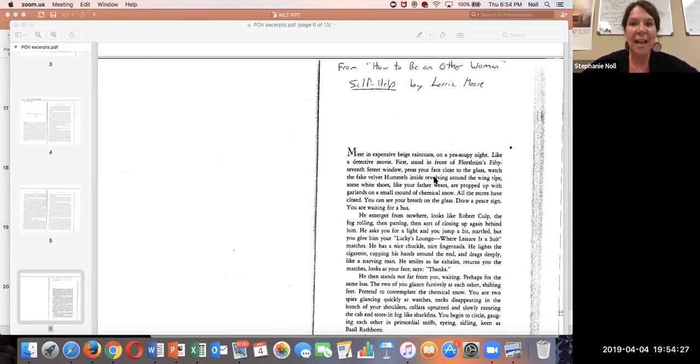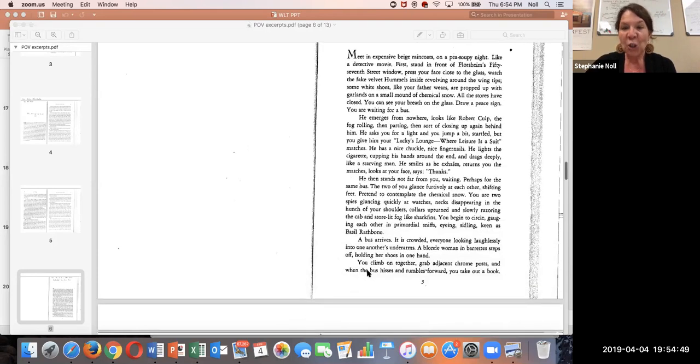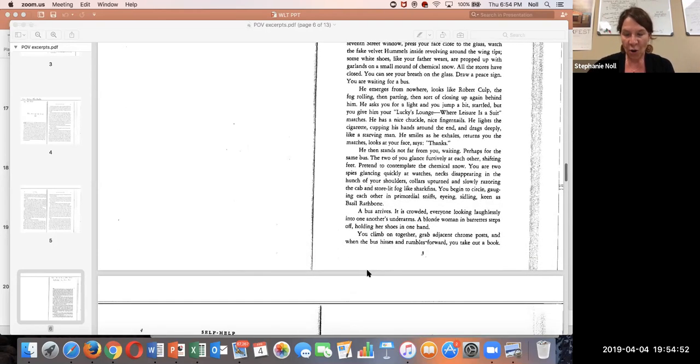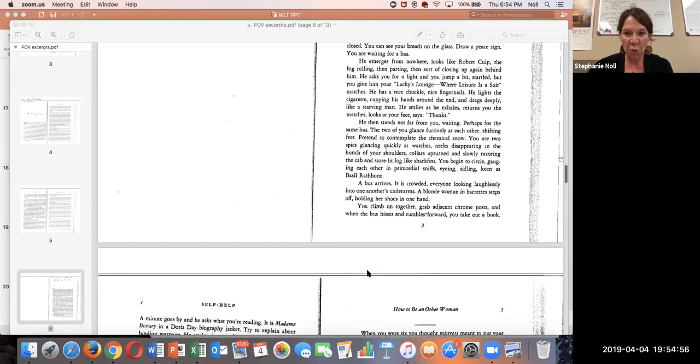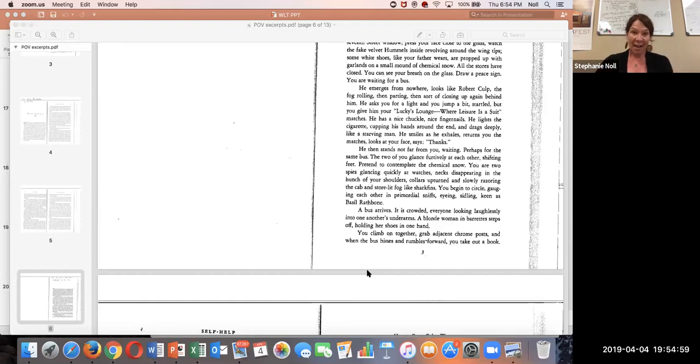And yeah, it's instructional. It's like, I'm going to tell you something. But let's look at some of the details here. They're so specific, right? It's not a bulleted list, there is a character behind the you here. You climb on together, grab adjacent chrome post, and when the bus hisses and rumbles forward, you take out a book, right? So it takes it beyond that. I'm going to tell you how to do this, but from a very intimate place, because this is something that I've done before. Yeah. And I love it.